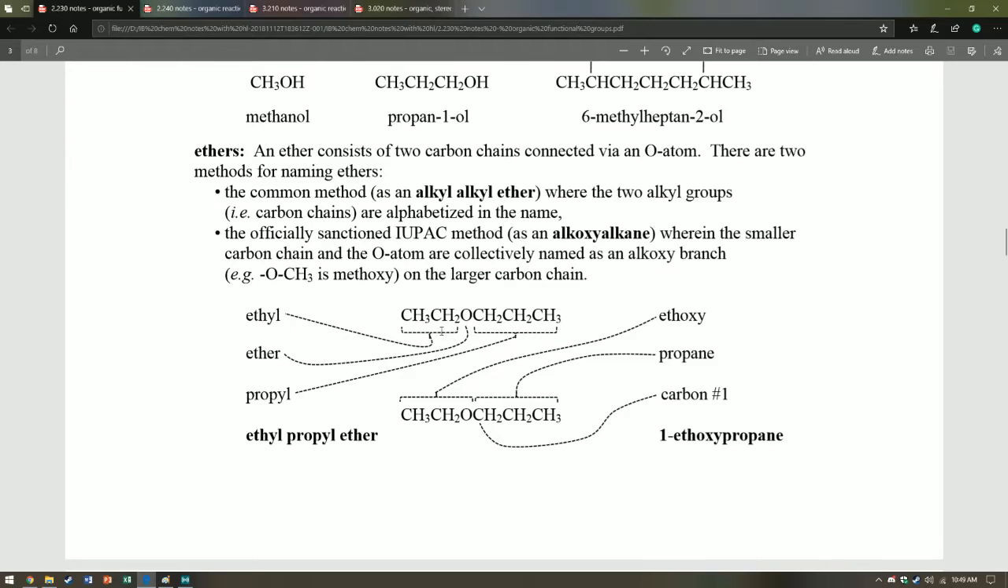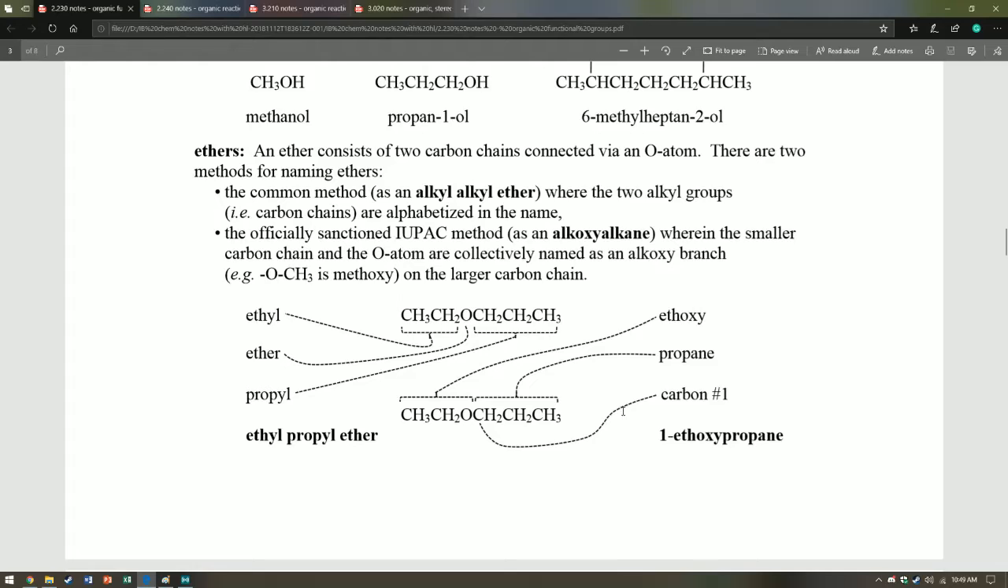Yeah, you alphabetize them. If you do it this way, E comes before P in the alphabet, so you name it ethyl propyl ether. So this is an ethyl branch. This is a propyl branch. Ethyl 1, 2, propyl 1, 2, 3, and then ether indicates that this oxygen is connecting the 2 branches together.